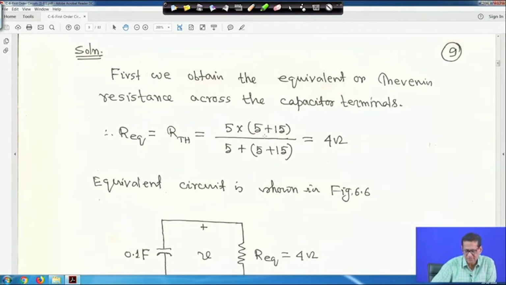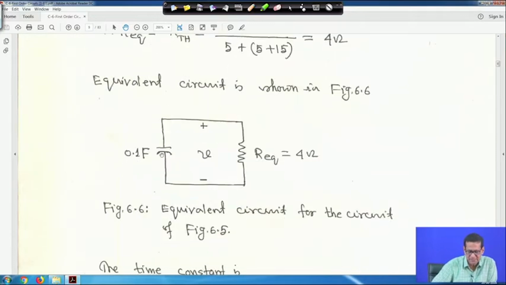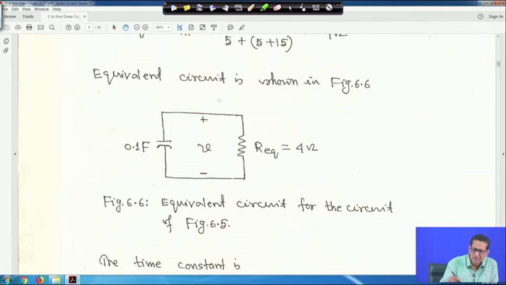Therefore, the equivalent circuit will be this capacitor, it is a source free circuit. So, 0.1 farad, and this R eq is equal to 4. Remember, for this kind of thing you have to make the R Thevenin equivalent first, right. Let us see how things happen, and this voltage is V. Across the 0.1 farad capacitor it is V, across R eq also it is V, right.